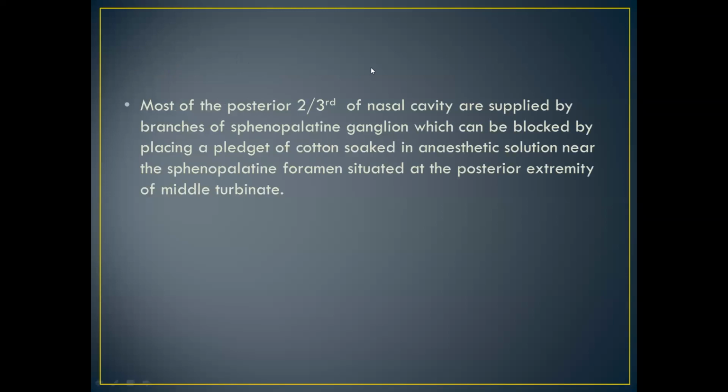Now see, most of the two-thirds of the nasal cavity is supplied by branches of the sphenopalatine ganglion. So you can block this sphenopalatine ganglion by putting a lignocaine cotton swab over the posterior extremity of the middle turbinate, because at that site this nerve enters into the nasal cavity, and if you put a local anesthetic at this particular site, you can block the sensation of two-thirds of the nasal cavity.